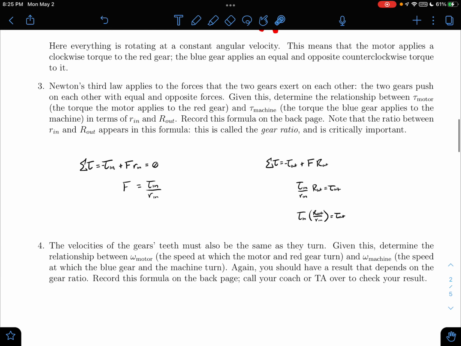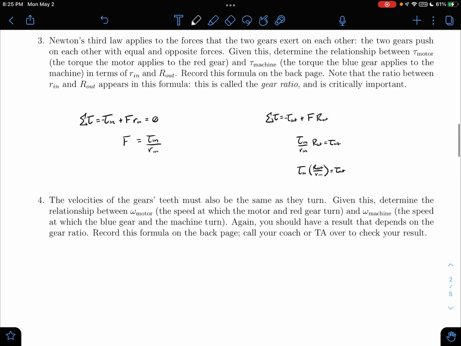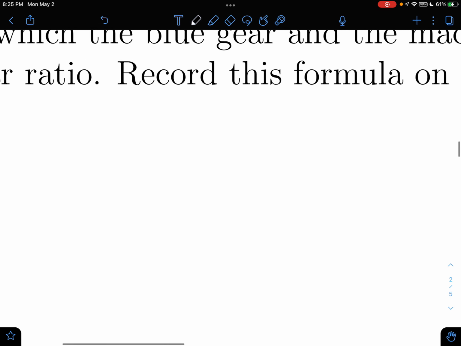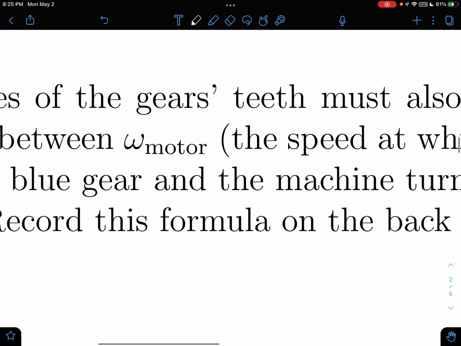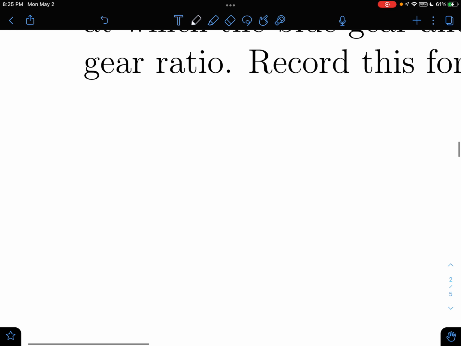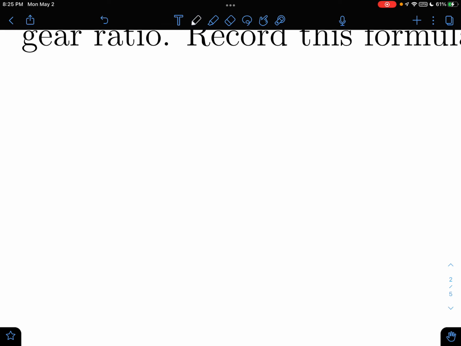The same way that we did before, we could say that the forces were going to be equal, but we couldn't say the torques were going to be equal. Now we can say the velocities are going to be equal, but we can't say that our angular velocities are going to be equal. So let's figure this one out.